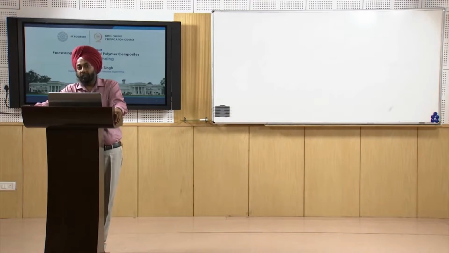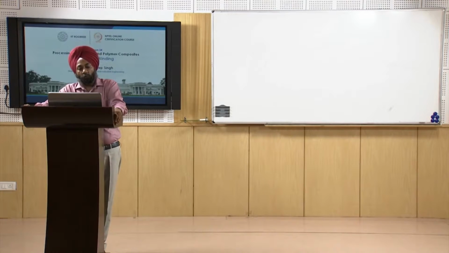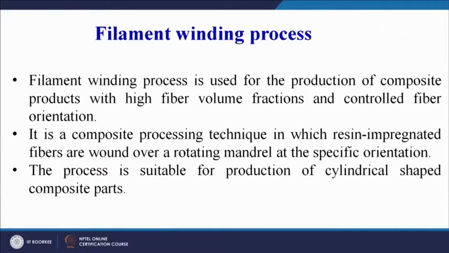We will try to understand this with the help of a schematic, and we will see that we can control the direction of the fibers in the final product in the process. Why? Because the mechanism is such that we can control the direction of the fibers or the angle of the fibers. So it is a composite processing technique in which resin impregnated fibers. So this is one thing that is different from other processes. In this we will have resin impregnated fibers. They will be wound over the rotating mandrel at specific orientation.